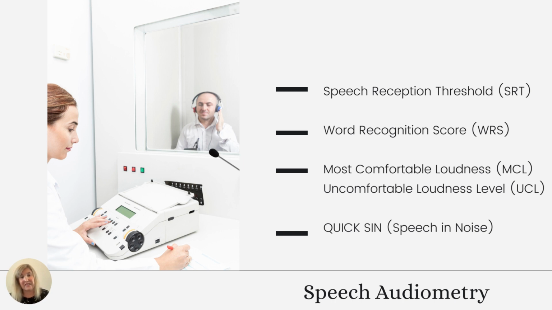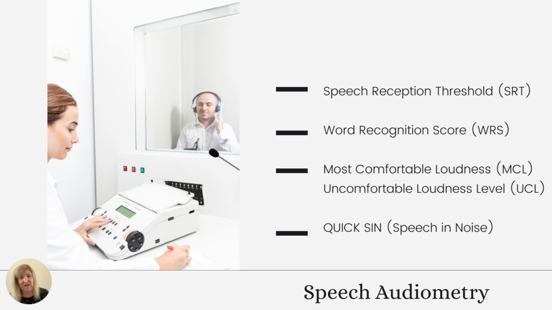So a score from 90 to 100 is considered excellent. 80 to 90% is considered good. 70 to 80% is considered fair, and anything under 70% we consider to be a poor word recognition score. Many audiologists will extend this to the individual's ability to hear speech clearly.